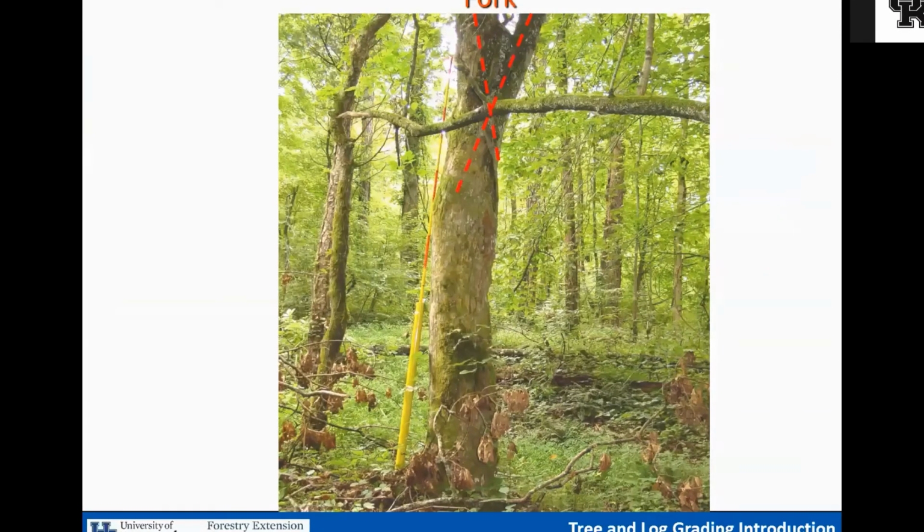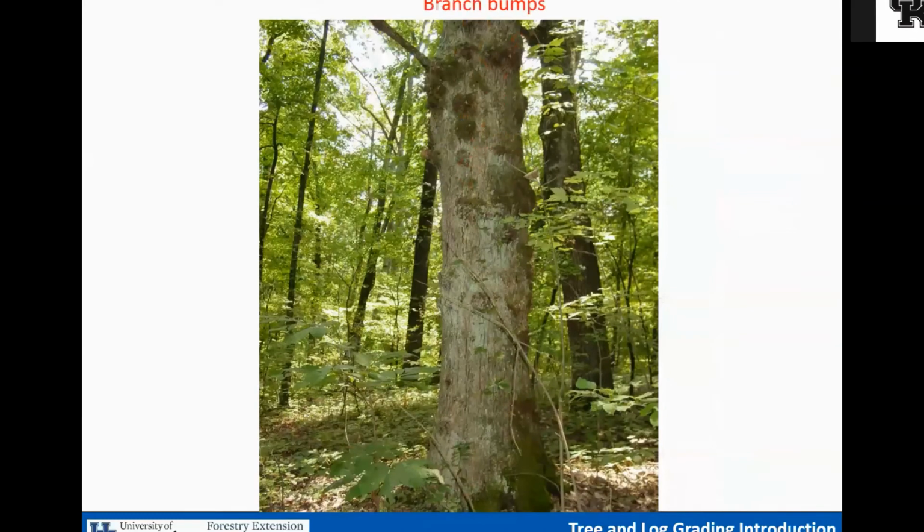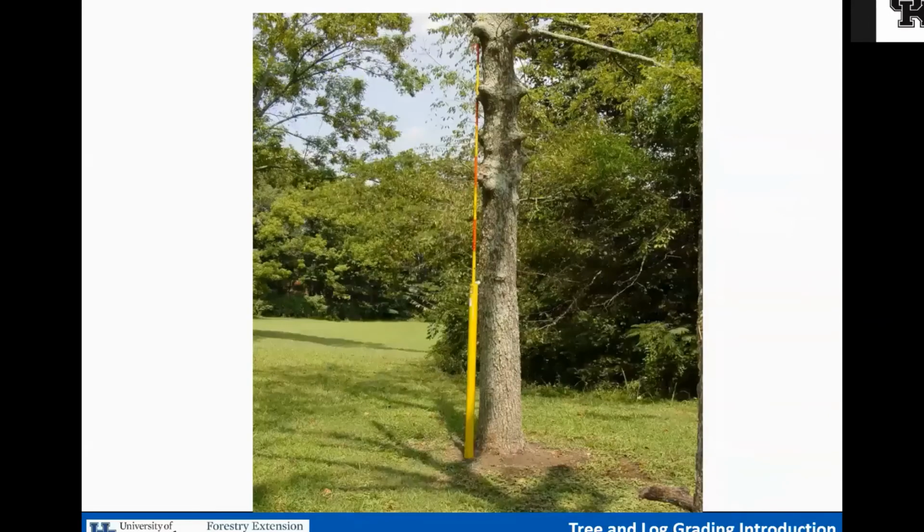And so that is why stuff like this up here is avoided, and you would end up cutting somewhere down lower in here to avoid a lot of that pith. And as you can see here, that is where that pith is intersecting all the way down into here. And so you've got several branch bumps going up and down the tree here in this picture. This cherry tree here has several branch bumps going up.